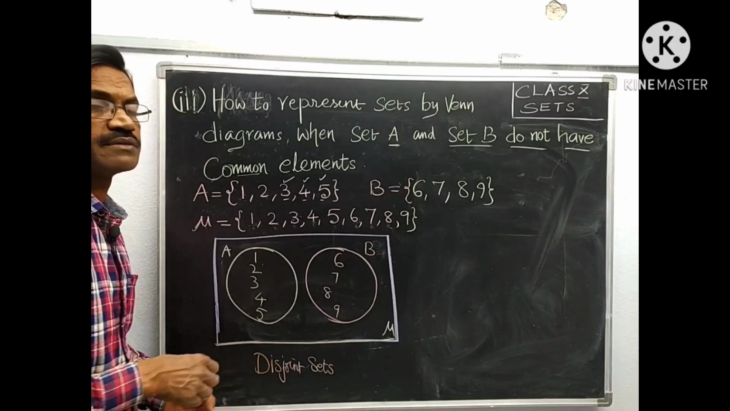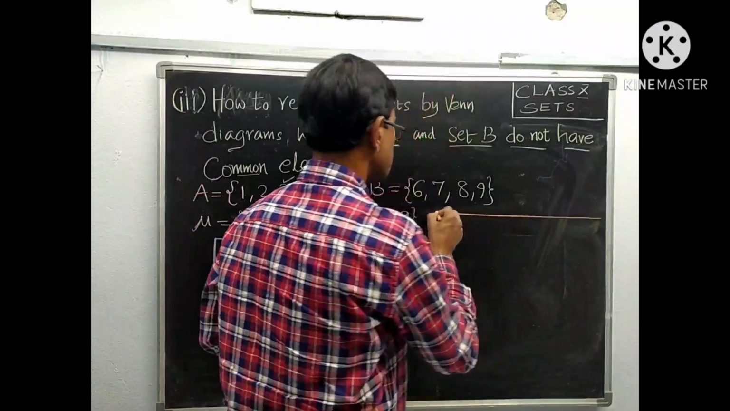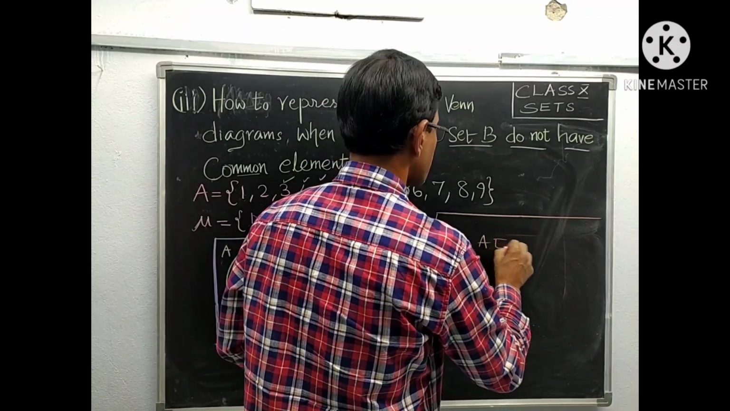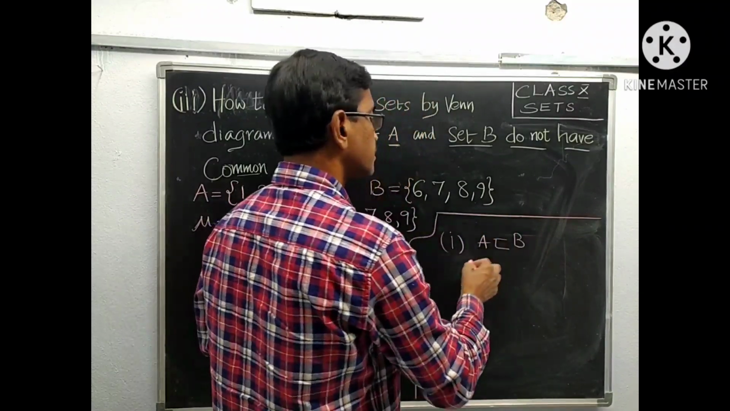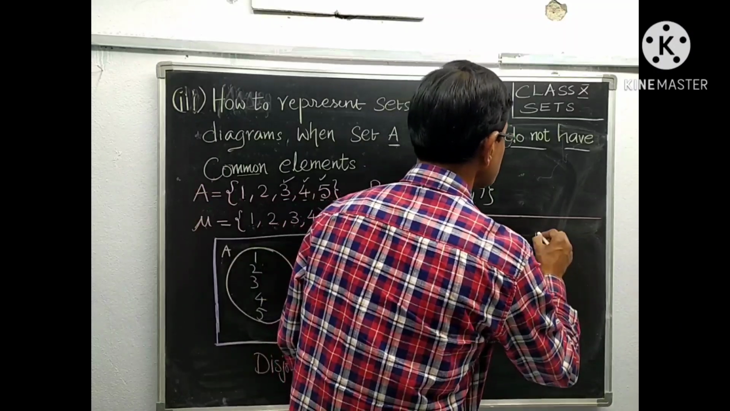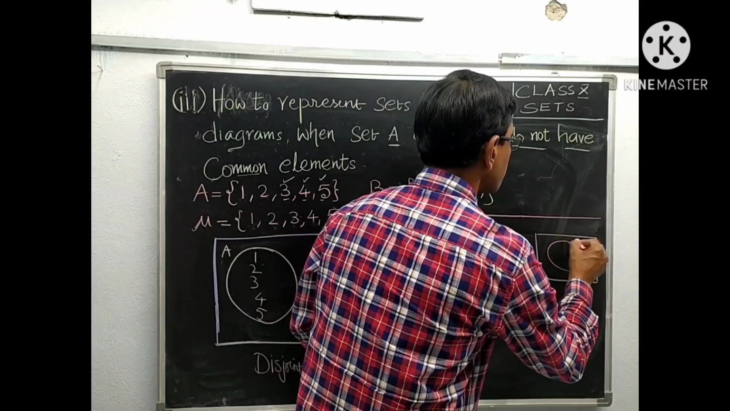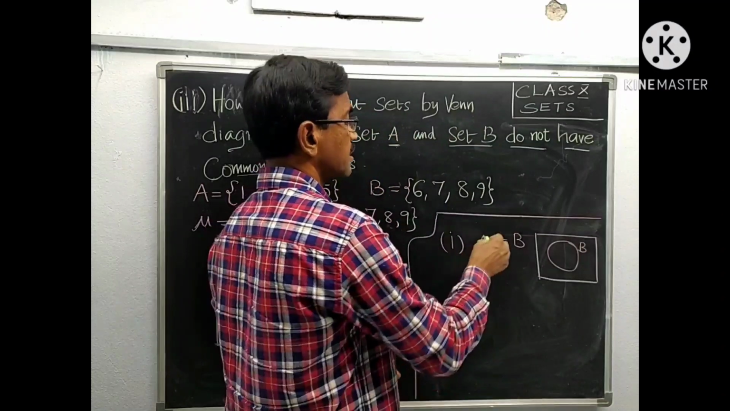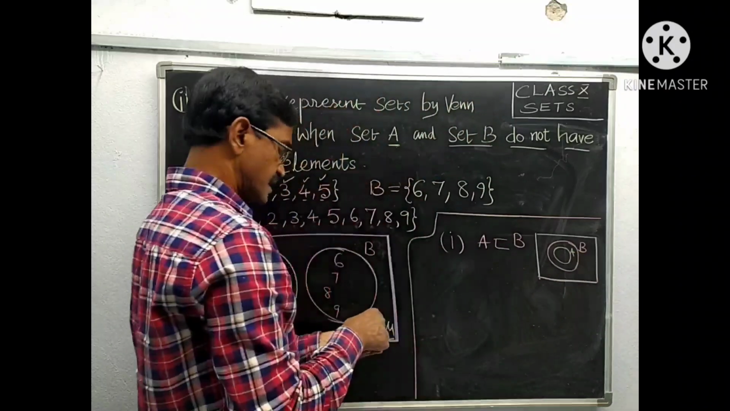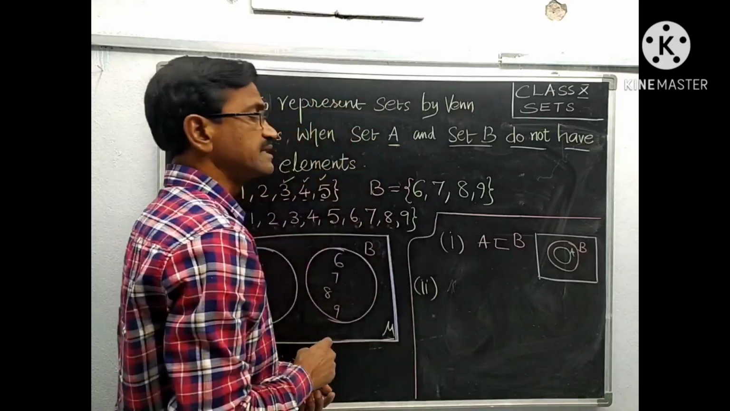In this video, we have seen mainly three types of Venn diagrams. Let us revise that. First one, when A is a subset of B, we have to draw the Venn diagram like this. First of all, universal set, draw B and draw A inside of B, because A is a subset of B.